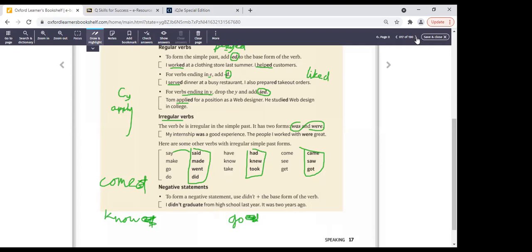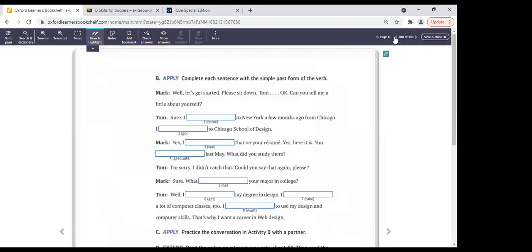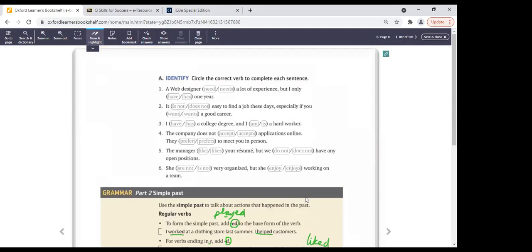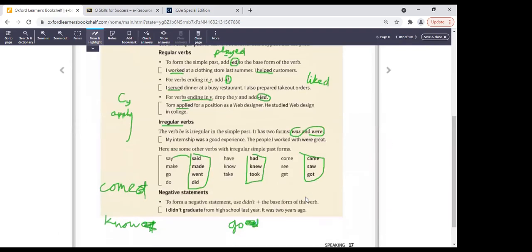Doctor, I have a question. Yeah, go ahead, Abdullah. When do we add IED? Okay, so IED is if the word ends with a consonant and then a Y.